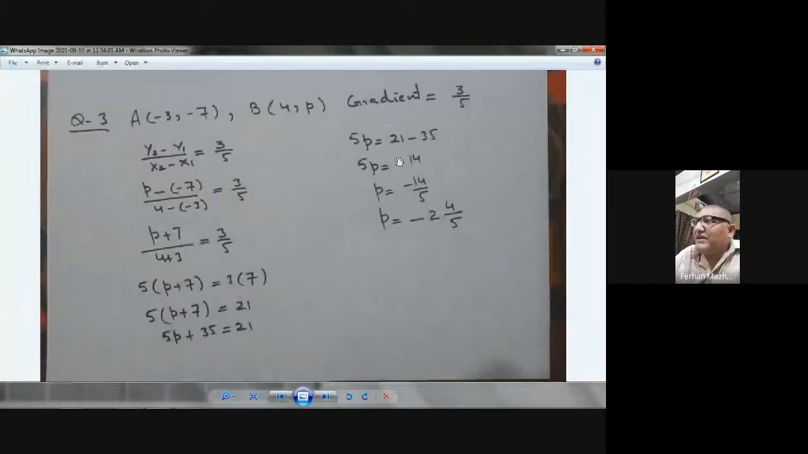So you will have 5P equals 21 minus 35. So 5P is equal to minus 14. Then P equals, this 5 will go to the other side and it will divide there. So minus 14 divided by 5. So the P value is minus 14 by 5, or in other words, you can say this is minus 2 whole 4 by 5, or in other words, you can say it is minus 2.8.